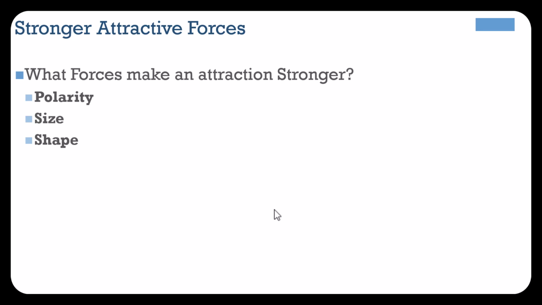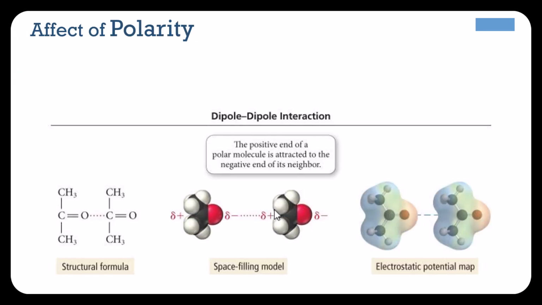So we're going to talk about three different ways to delineate the strength of intermolecular forces. Again, this is sort of a hierarchy list, so I would start with polarity, and then if there's two that are kind of the same, I would go to size, and if there's two that are kind of the same, I would go to shape. So this is kind of a checklist, and this would be the order that I would check them off in. So the first one is going to be the effect of polarity.